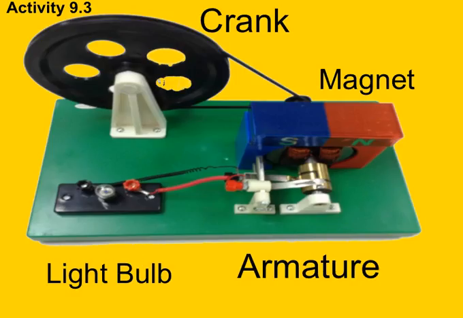So this is what a generator might look like. This is a simplified version. This isn't the type of generator you're going to find in the Columbia Power Plant over by Portage, or in the hydroelectric power plants that we have in Wisconsin Dells or in Prairie du Sac. This is just a very simplistic design. It's got a crankshaft, it's got a magnet, it's got an armature, it's got a light bulb. And what would happen is if I cranked this, it would light up.